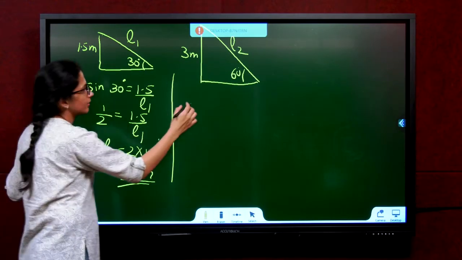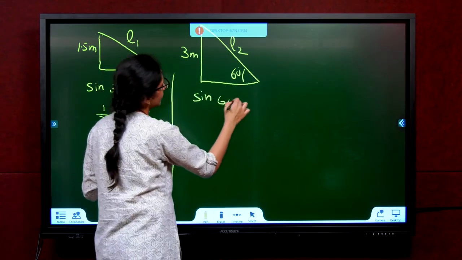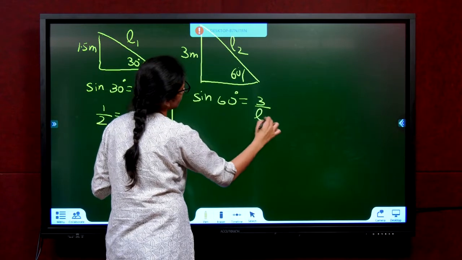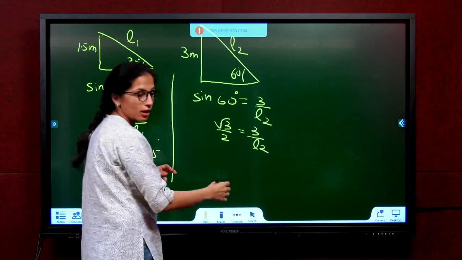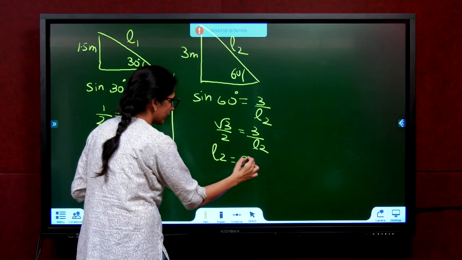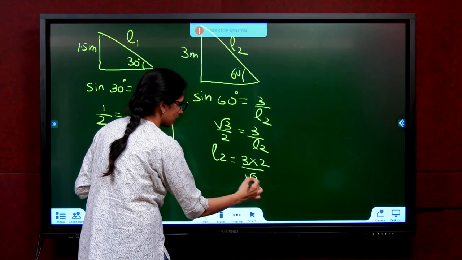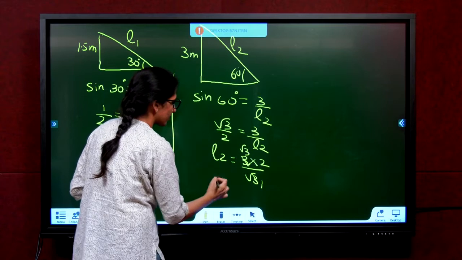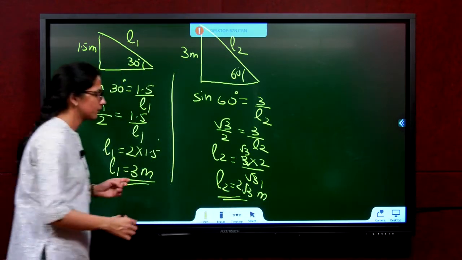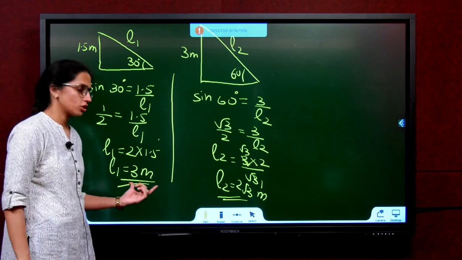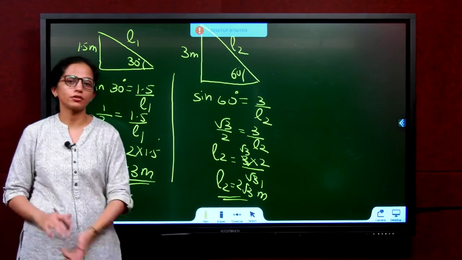In this triangle, sine 60 degree is equal to 3 by L2. Root 3 by 2 is equal to 3 by L2. L2 is equal to 3 into 2 by root 3. Root 3 ones are root 3, root 3 twos are 2 root 3. L2 is equal to 2 root 3 meters. Slide length of younger children, elder children.